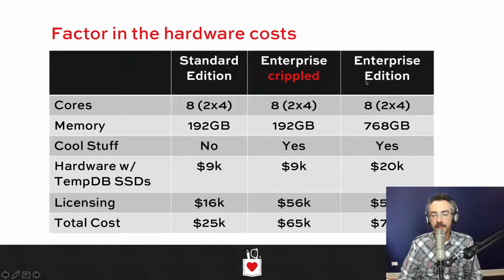Things get a little bit different at Enterprise Edition because when we're talking about 8 cores worth of Enterprise Edition, that is expensive. 8 cores times $7,000 a pop is about $56,000 US. This is too small of a box for that much licensing.